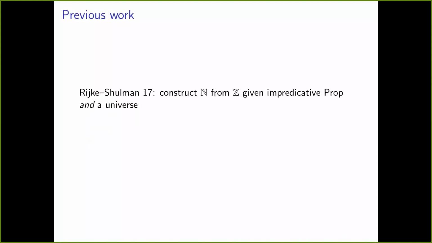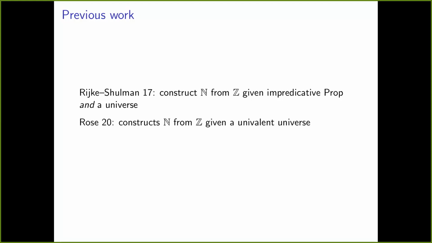Right, so let me say what's been done before. As far as I know, this question was first discussed by Egbert Rijke and Mike Shulman on the n-category forum. And they noticed that you can construct naturals from the integers if you also have an impredicative type of propositions, so with propositional resizing and a universe.